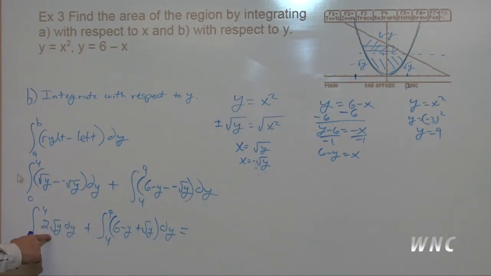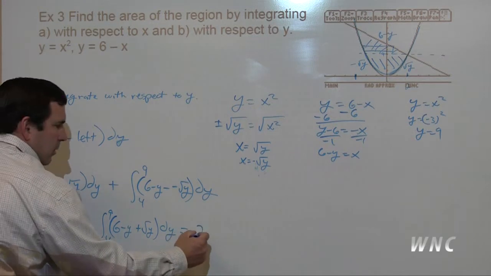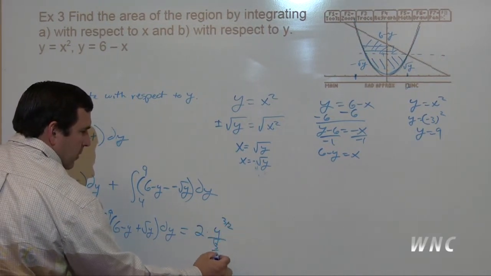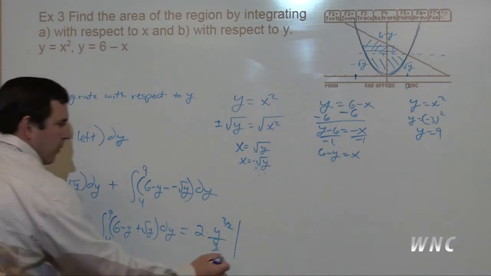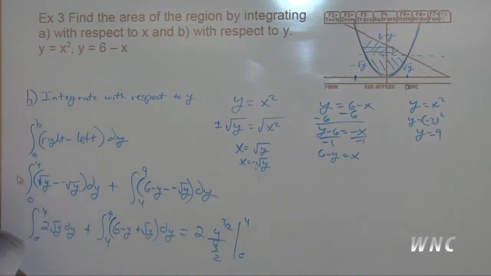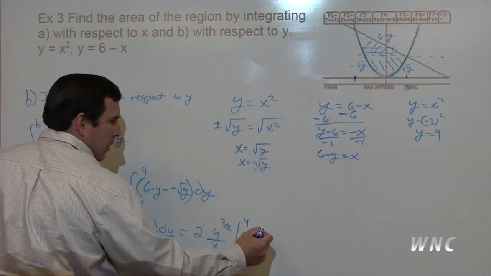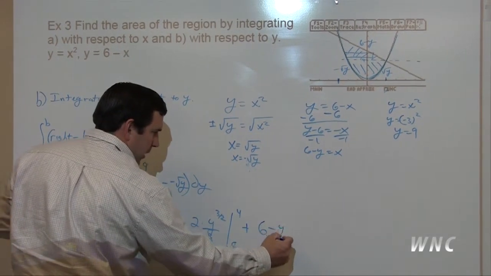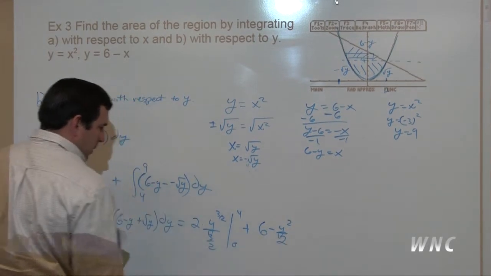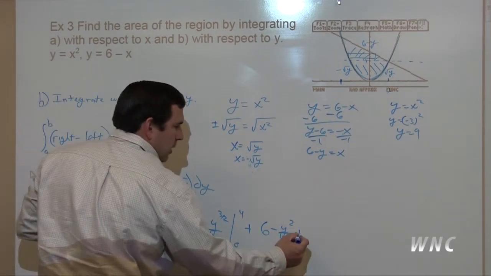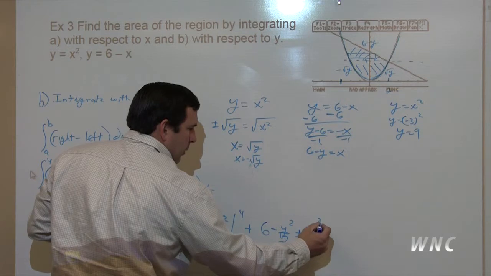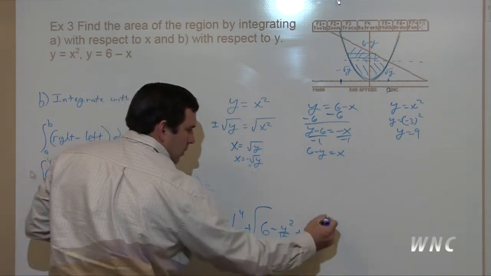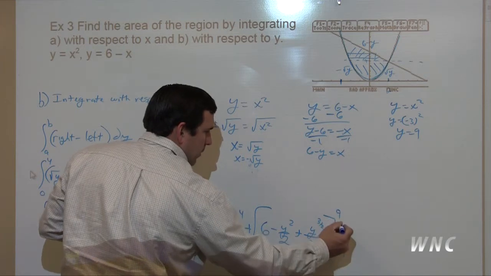Now the antiderivative of the square root of y is going to be 2 times y to the 3 halves divided by 3 halves, and that's going from 0 to 4. Then plus, this antiderivative will be 6y minus y squared over 2 plus y to the 3 halves over 3 halves. And this is from 4 to 9.